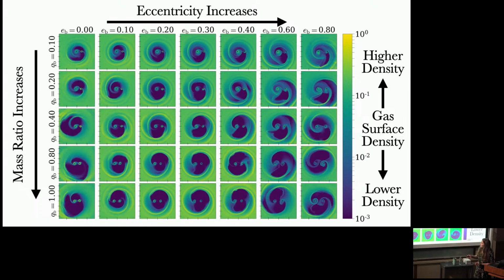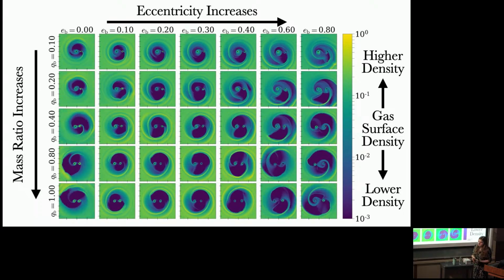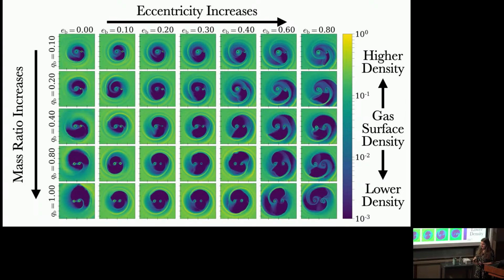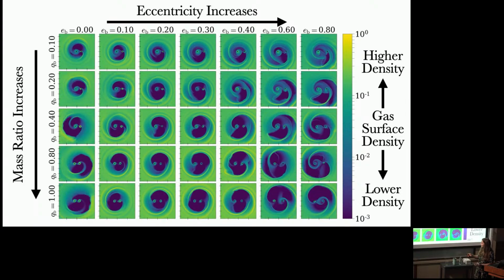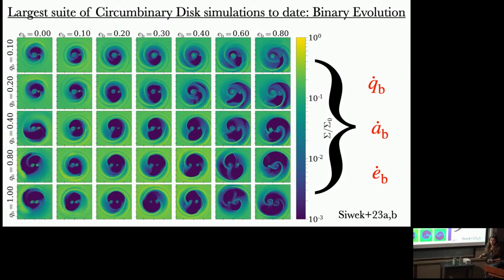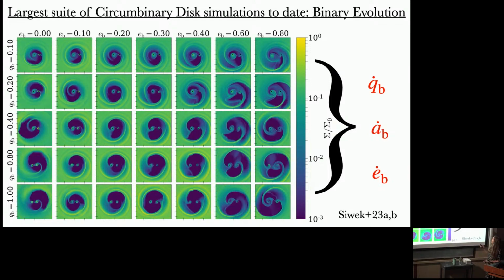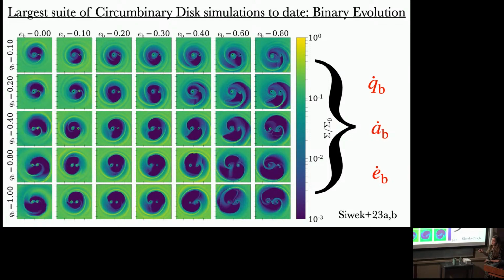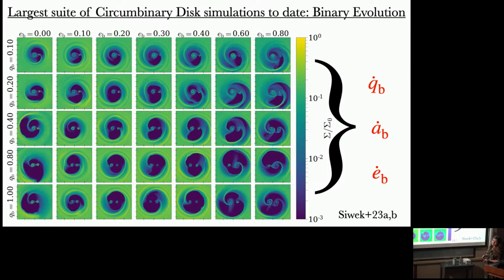Okay. So this was incredibly expensive to run. Why do we do it, right? Why do we do all of this? We do this because we want to understand how binary systems evolve in circumbinary disks. And what we want to understand in particular is how does the mass ratio of the binary system evolve?